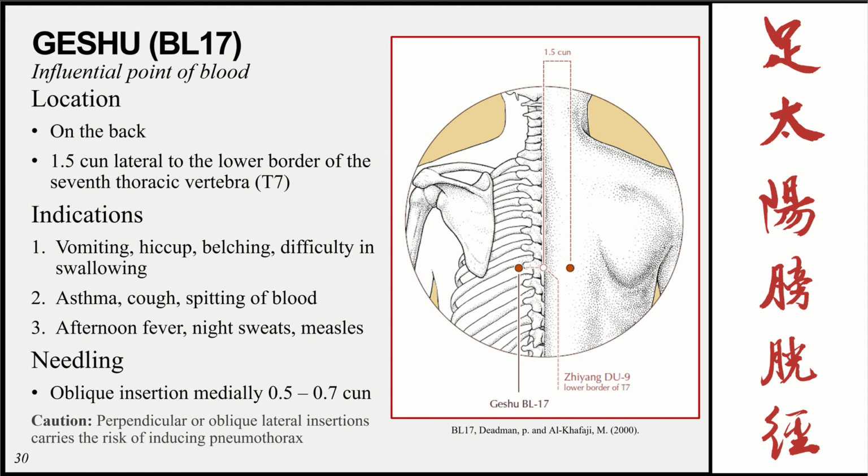And then other indications, so the main indications for this point: vomiting, hiccup, belching, difficulty in swallowing, that's from its location. And then asthma, cough, spitting blood, these are actually signs of blood heat. And then afternoon fever, night sweats, and measles can be either blood heat or blood deficiency symptoms. And then one thing that's not here is the blood stasis, any type of injury, we can use this point. And then insertion exactly the same, and perpendicular or oblique insertions carry the risk of inducing pneumothorax.